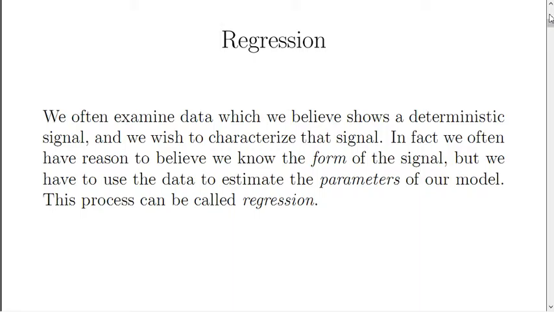A stochastic process has randomness to it, so that's the part that can come out differently on different realizations of the process. In fact, when it comes to the deterministic part, we often have reason to believe that we know the form of that signal. Maybe the form is something simple like it's following a straight line, which would have a certain intercept and a certain slope. Those are parameters of the line. And we need to use the data to estimate the parameters of our model. This process can loosely be called regression.